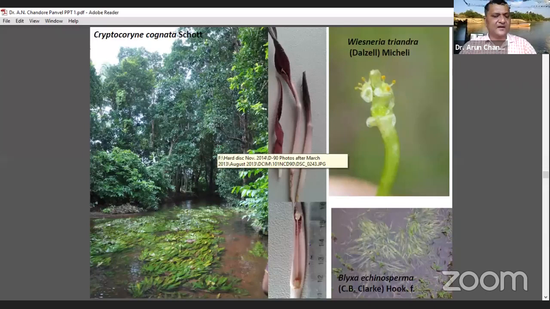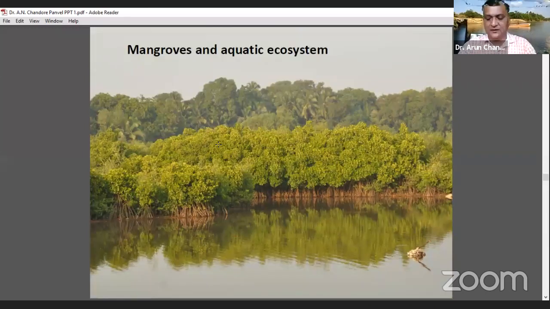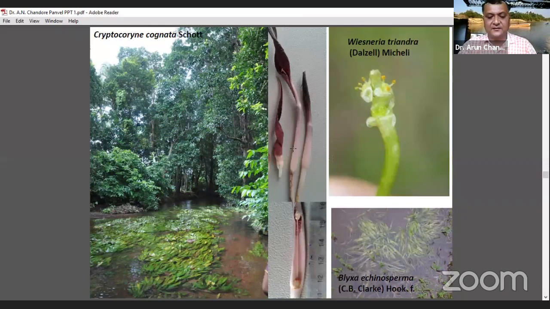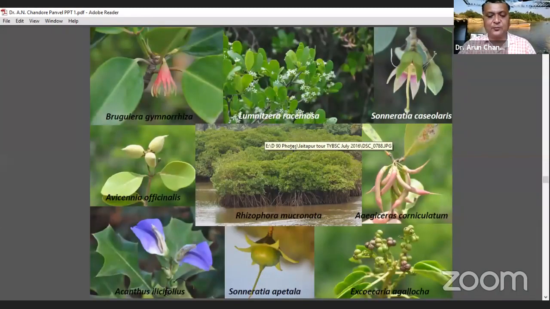Then this is an important and very interesting group, that is mangrove and aquatic ecosystem. Mangrove diversity is found in the coastal region towards the west side of the Konkan region. Mangrove forests are incredibly important ecosystems. Mangroves protect the shoreline from damaging storms, waves, and floods. They are natural barriers against violent storms and floods.